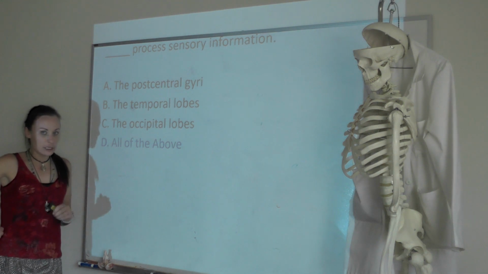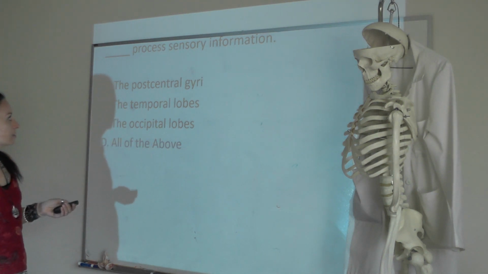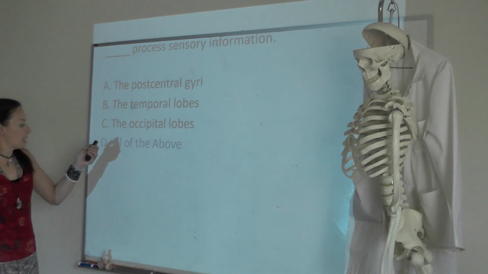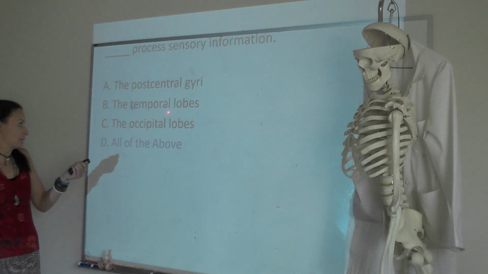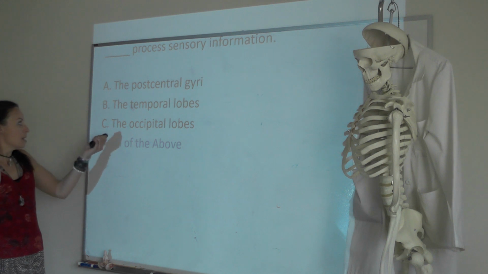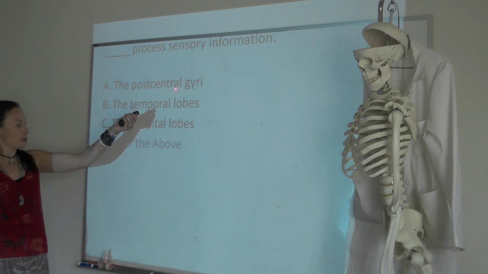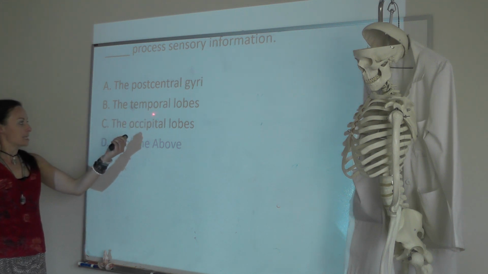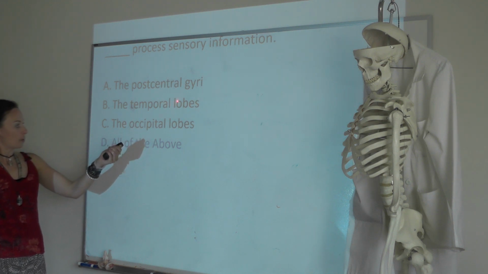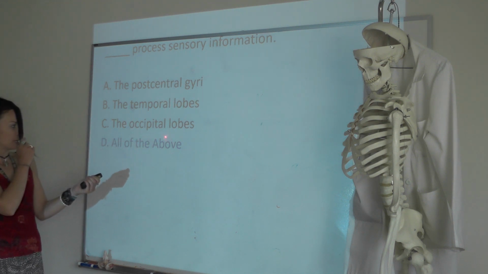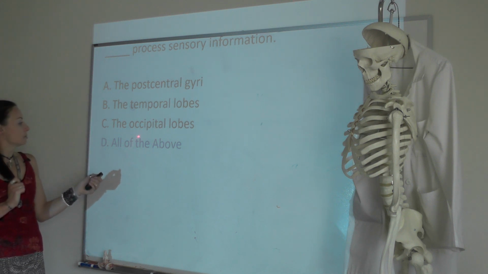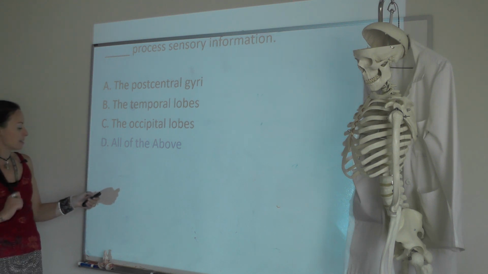This time it's all of the above because I didn't say somatic. Sure, temporal lobes are processing special sensory information, but this isn't specifying, it's just saying sensory information. So general sensory information are postcentral gyri. Special sense of audition and olfaction occurring at the temporal lobes. Special sense of vision is being processed in the occipital lobes. So senses are being processed in all of the above.